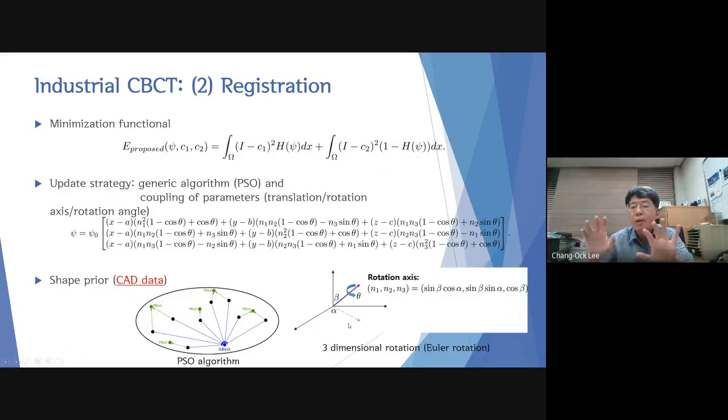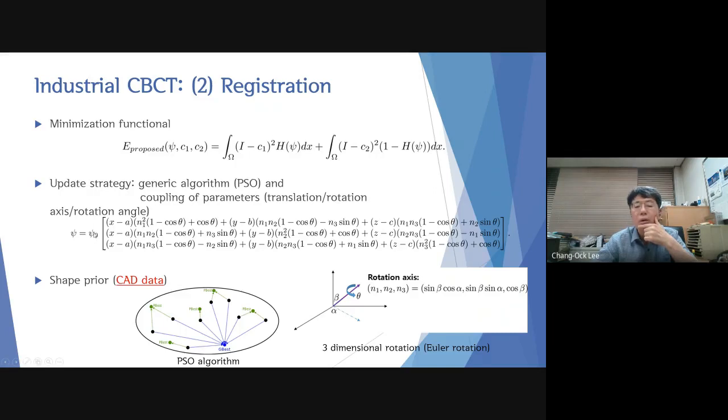Okay, then we have an axis alignment, but if the CT image is obtained without noise, then it should be exactly matched. But CT data contains some noise and artifacts. So even though we match the two principal axes, the exact shape of the two is not matched exactly. So in order to now register the CT data and the CAD data, we have this kind of minimization function. This is the very famous Chan-Vese model. And here, instead of just the standard Chan-Vese model, we put here the function psi.